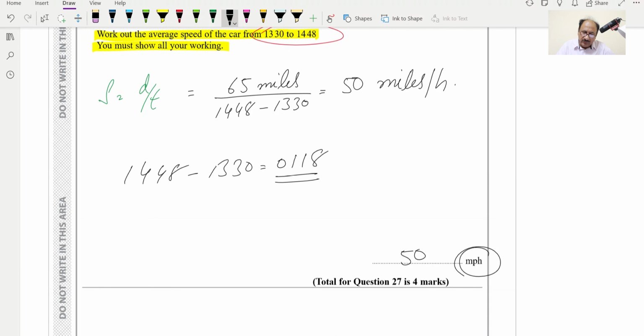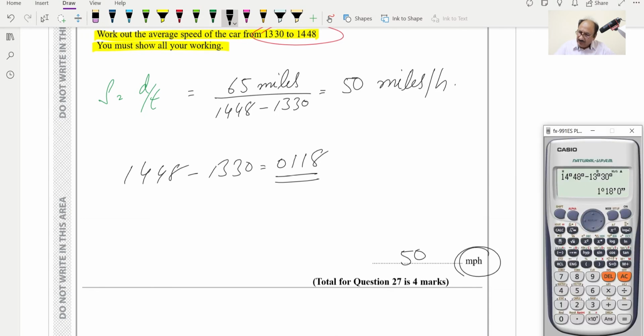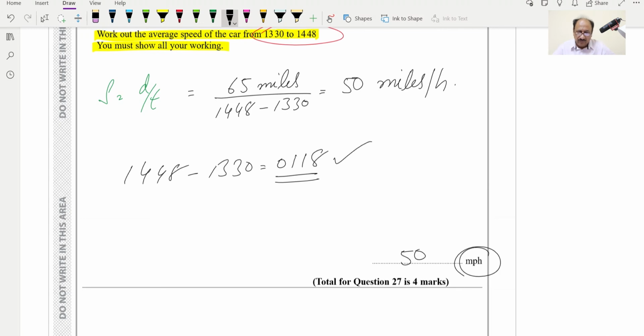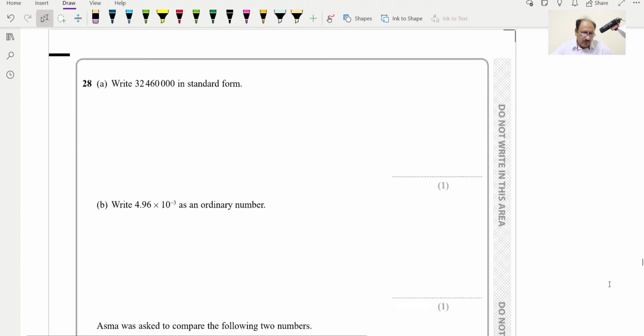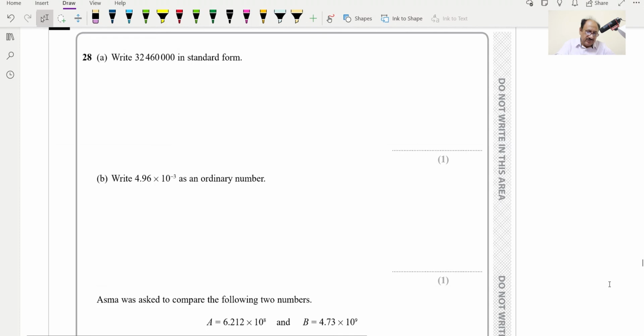If you want to double check, we can divide 65 divided by the answer and we will get 50. Basically 50 will be our answer. So this is the time which we have provided. So this will be an additional step to ensure that there will be no deduction of marks. Hopefully you understood this. Now question number 28, which says write this number in standard form.